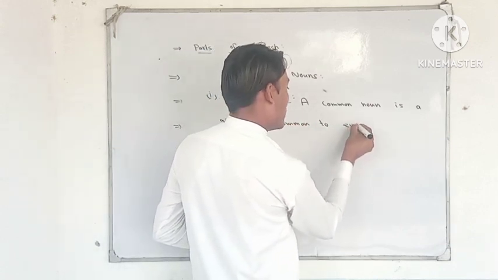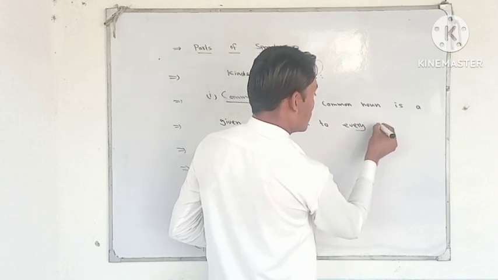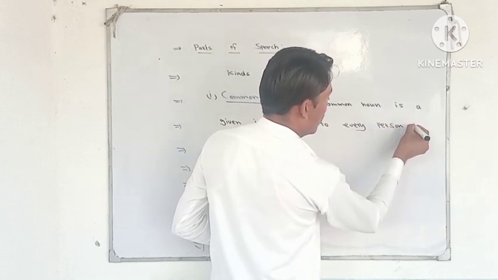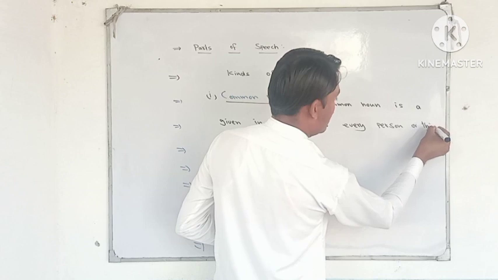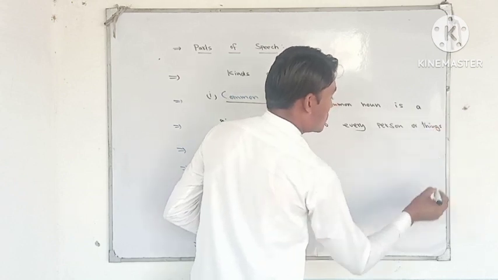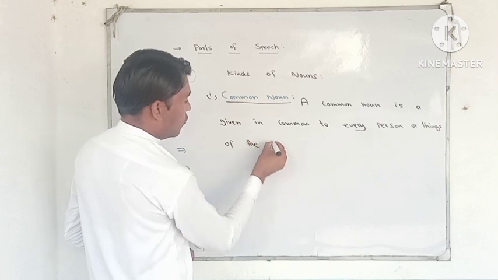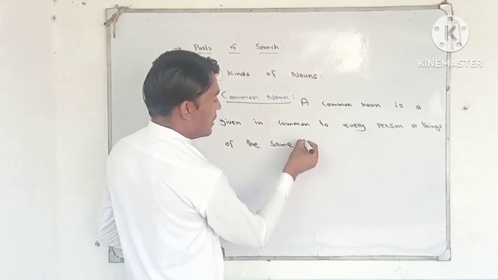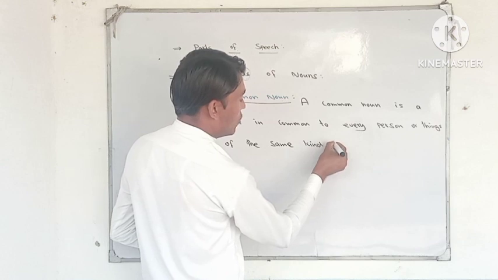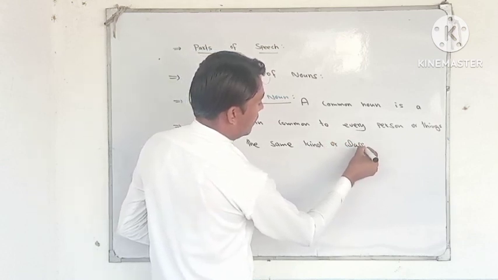We call it every person, that is called person, or things. We call it here things of the same kind or class, that is called kind or class. We can call it here class.